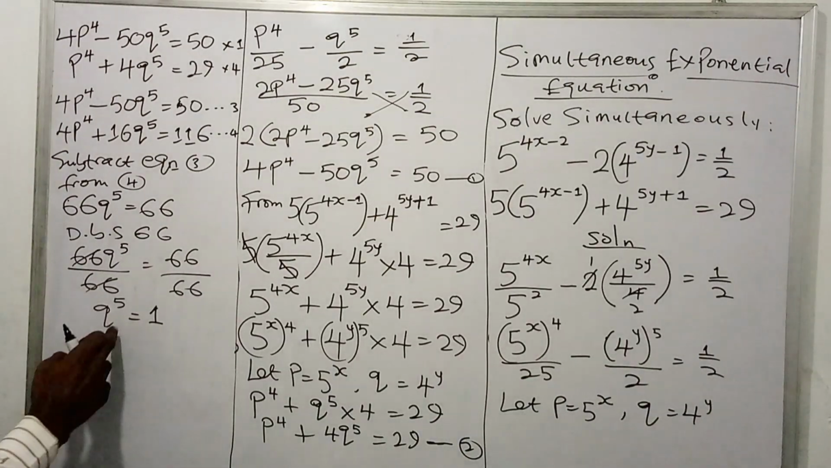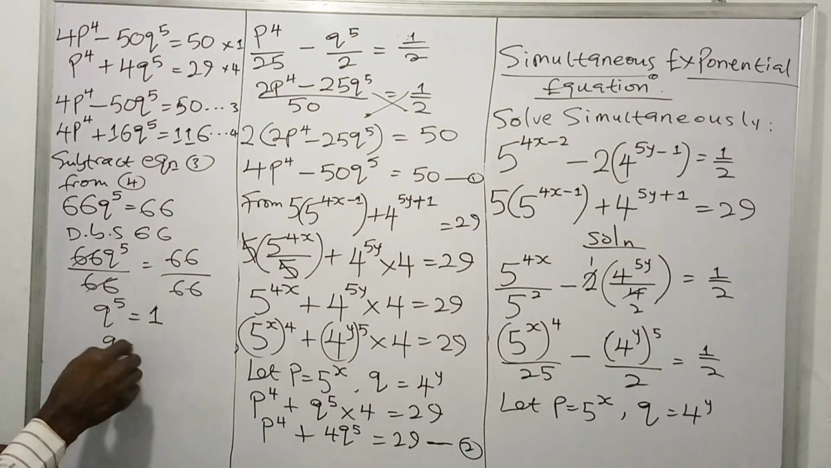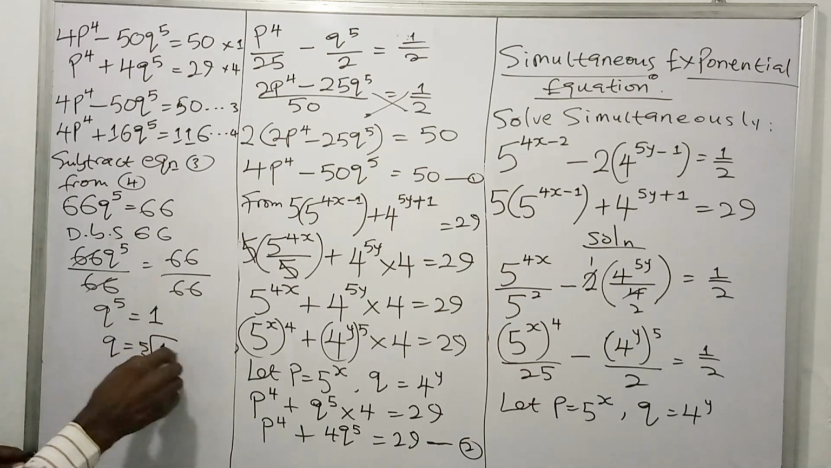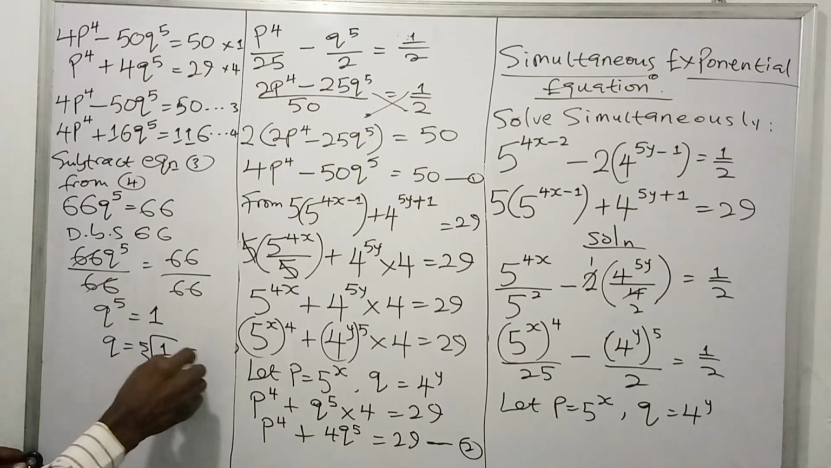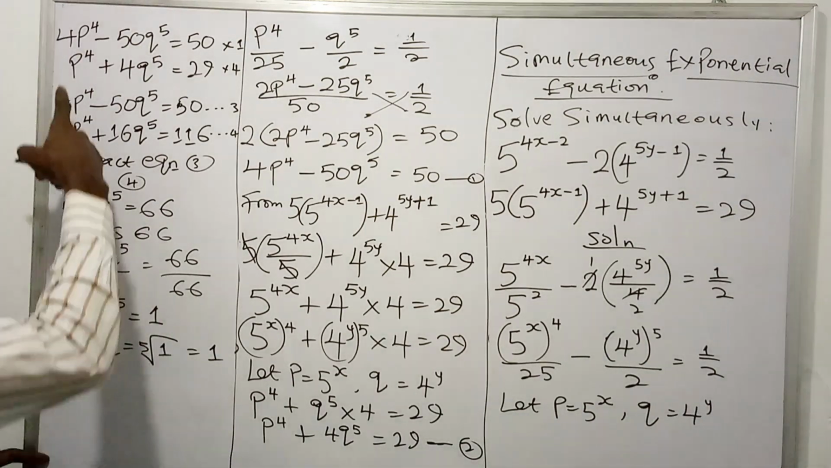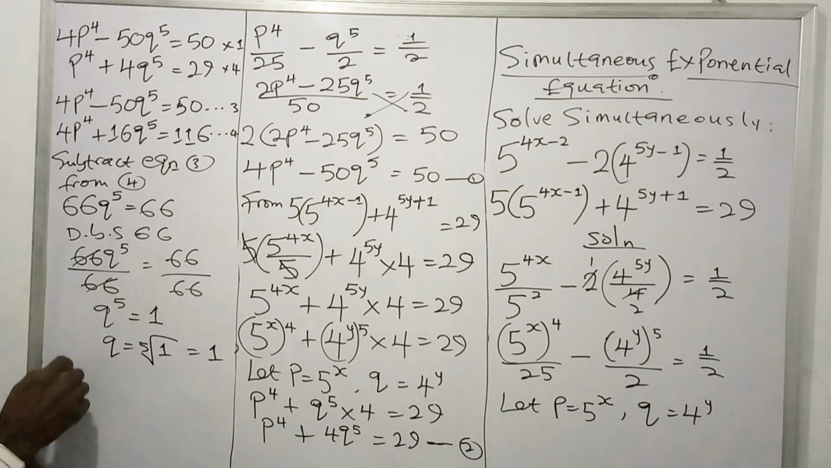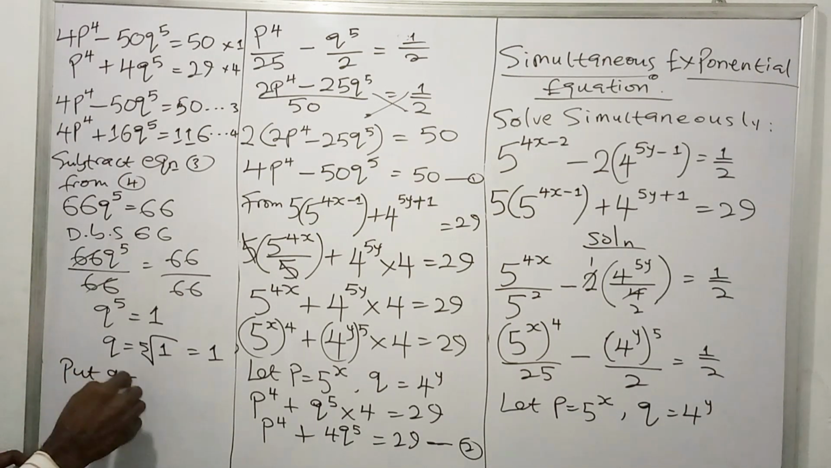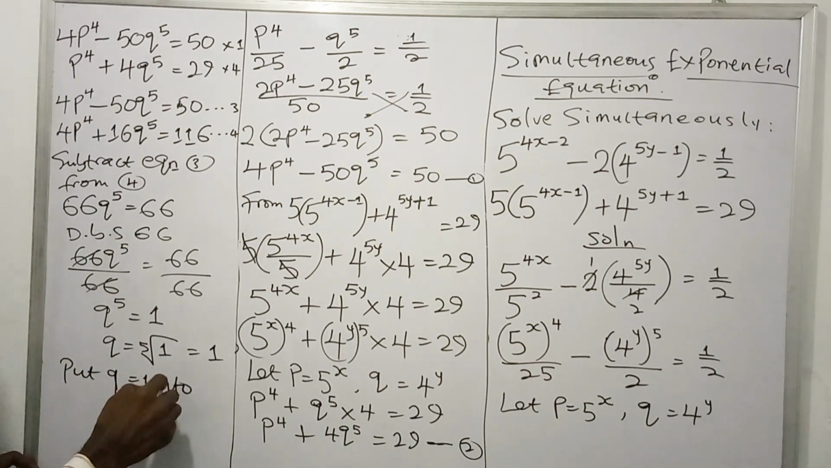So to get the value of q now, q becomes the 5th root of 1. And the 5th root of 1 is actually 1. So that's the value of q. Now for us to get the value of p, what do we do? Put q equals 1 into any of the equations.